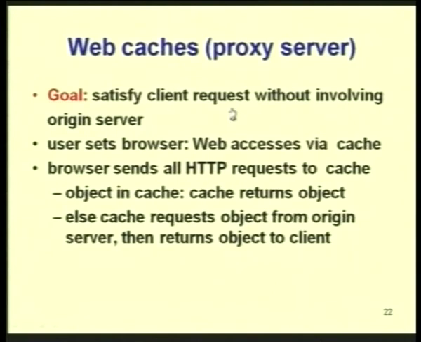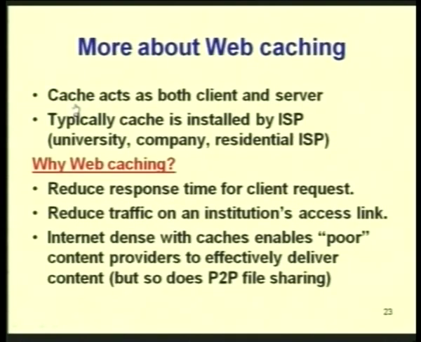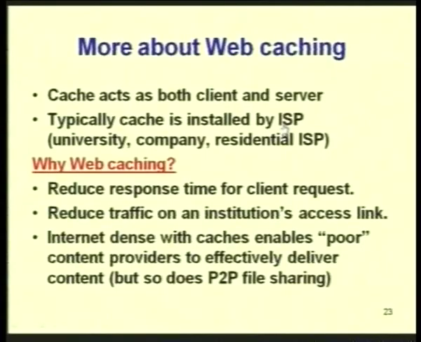The goal of proxy servers basically is this: you have to satisfy the client request without involving the origin server. The user sets the browser such that web accesses are done via a cache. So, the browser sends all HTTP requests to the cache. If the object is there in the cache, it returns the object; else the cache requests the object from the origin server, then returns the object to the client. If you look at more details of web caching, the cache acts both as a client and a server. Remember, it is acting as a server with respect to the client which requested it, and it is acting as a client with respect to the origin server. Typically, caching is installed by an ISP, university, company, or residential ISP.